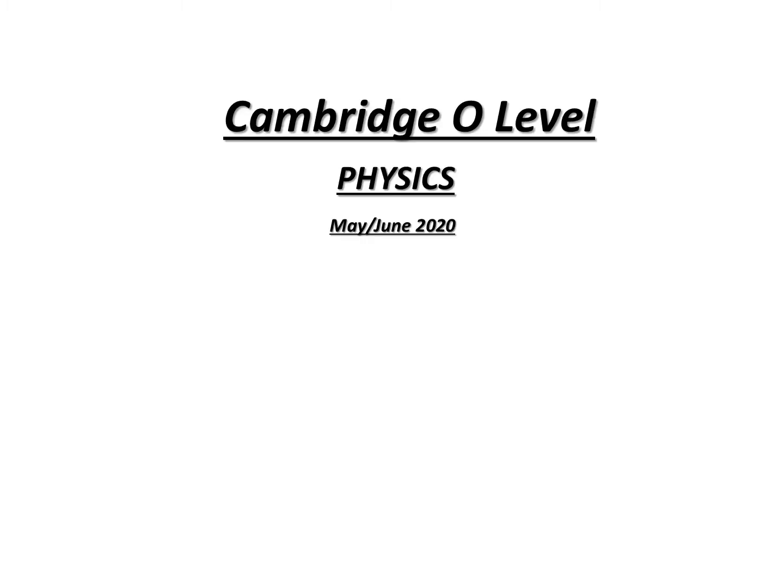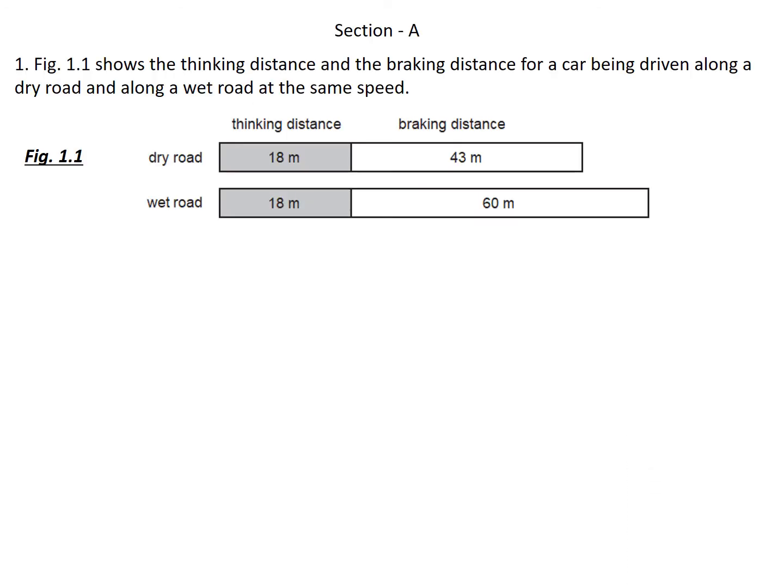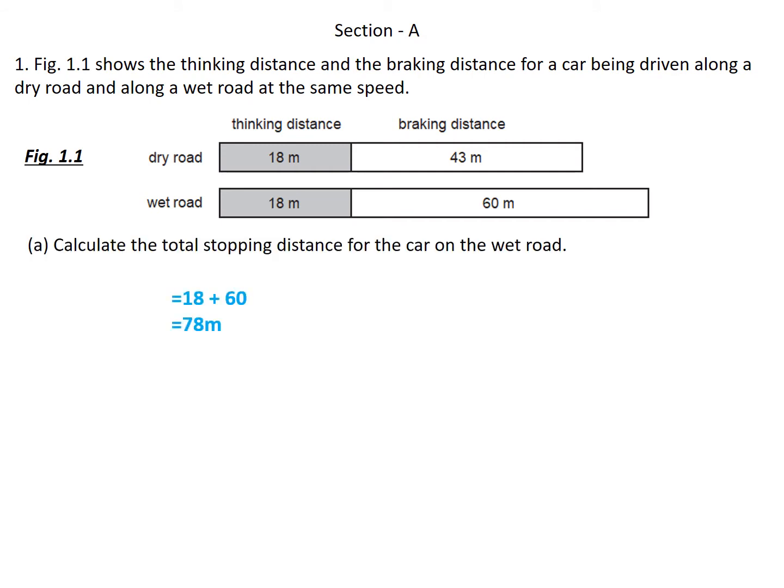Guys, today we will be solving O-Levels Physics paper 21, year 2020. Let's get to question 1. Figure 1.1 shows the thinking distance and the braking distance for a car being driven along a dry road and along a wet road at the same speed.